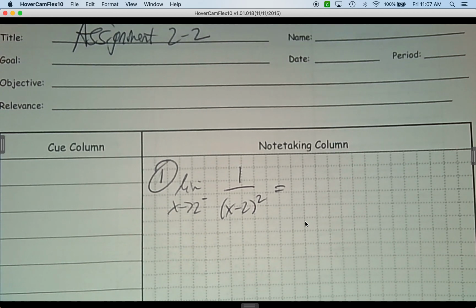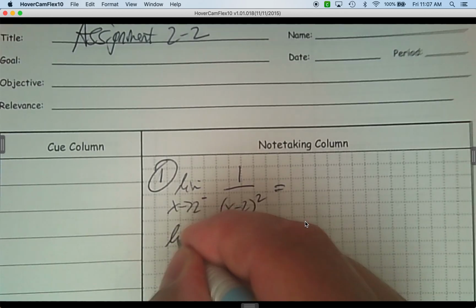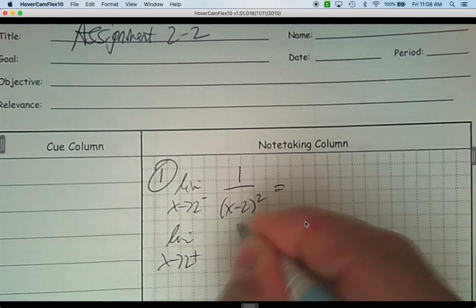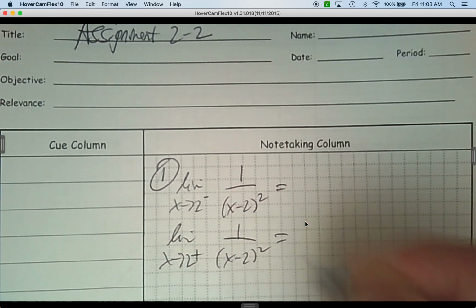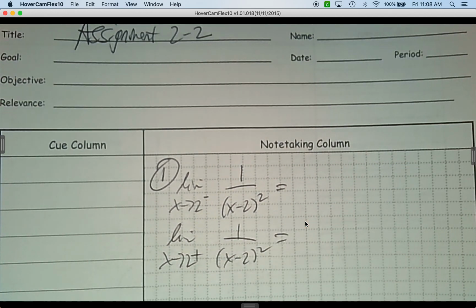And the other one is from the right of the same function. And then use infinity or negative infinity, because you could use just "does not exist," but there's no way to approach infinity. Here we go.